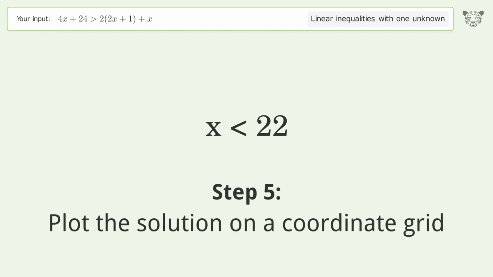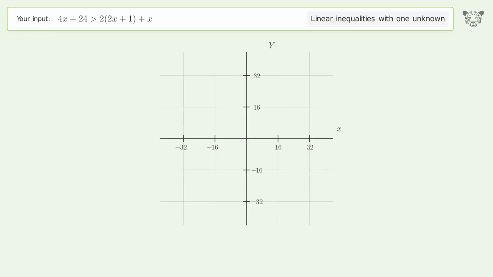Plot the solution on a coordinate grid. And so the final result is x smaller than 22.